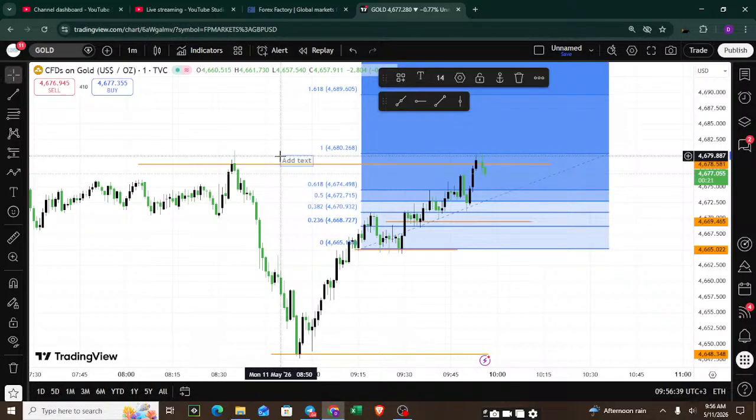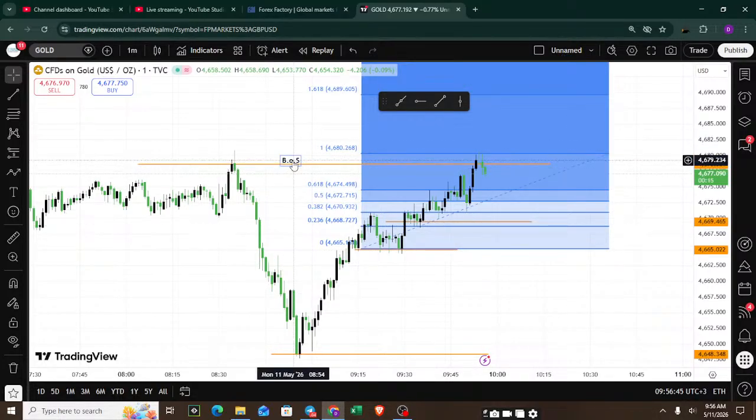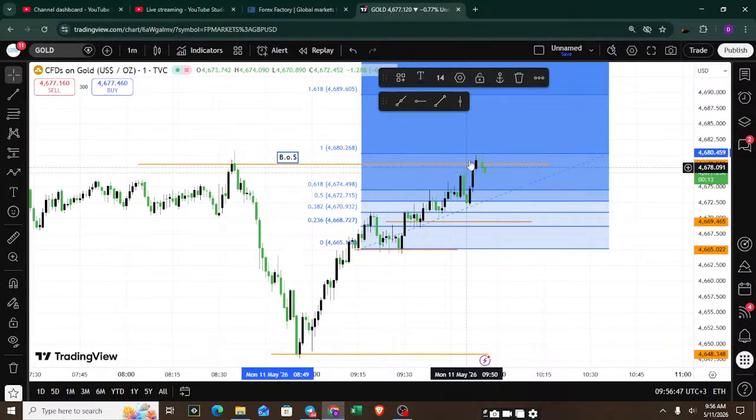So we could term this structure as our new structure now. So if price is able to get to this level, maybe we could consider going in for a buy.